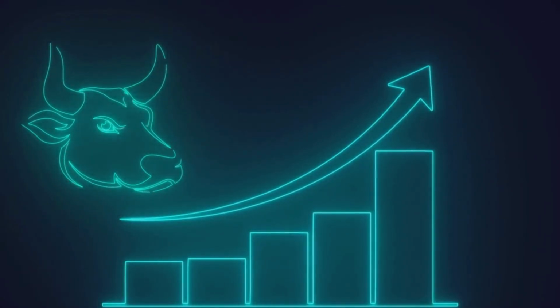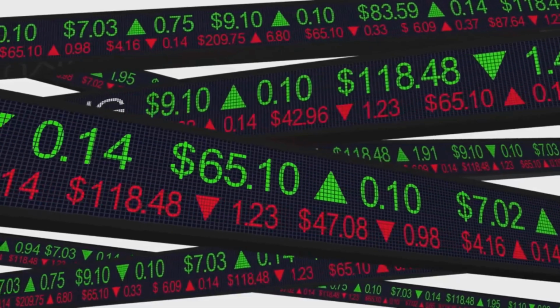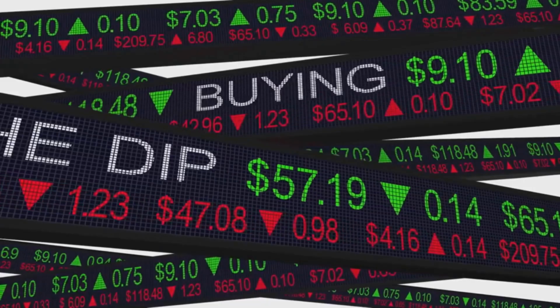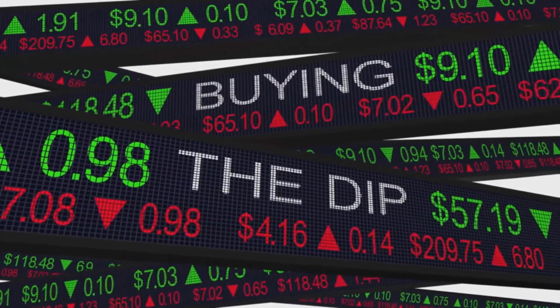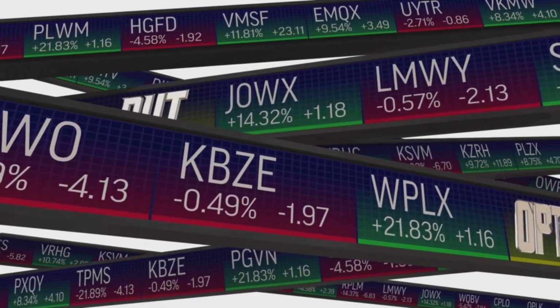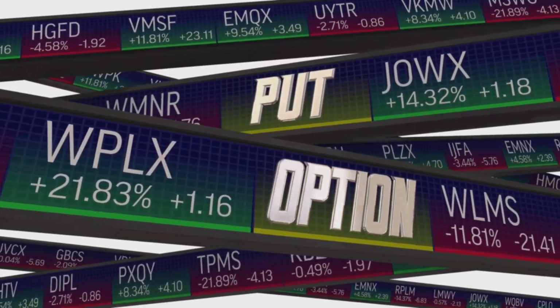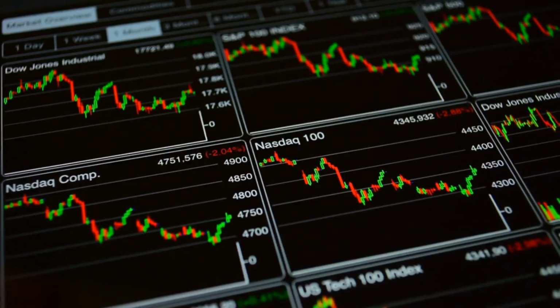Bonus. Reversal candle forms. Hammer or engulfing. If you see that combination, that is one of the best times to buy LEAPS you will ever find. That's when you're buying the dip, but with confirmation. Not guessing.